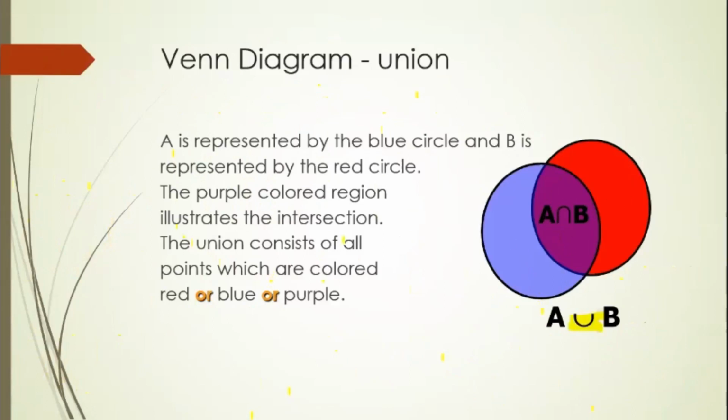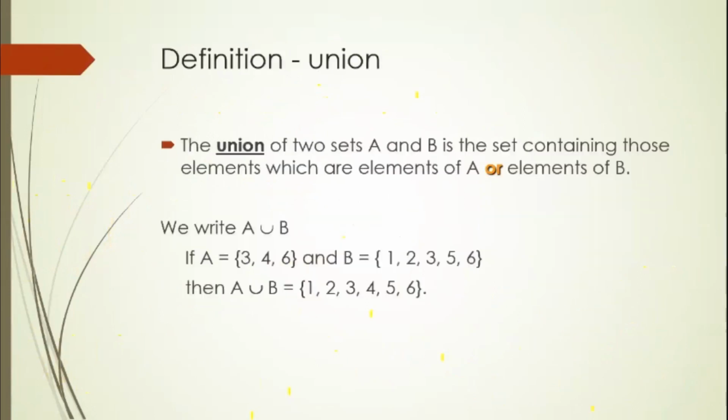But in union, it consists of all the points which are colored red, blue, purple. And the word for union would be "or." For intersection, it's "and." The union of two sets A and B is the set containing those elements which are elements of A or elements of B. In layman's terms, union would be combining them, but make sure that each element of the set is just written once.